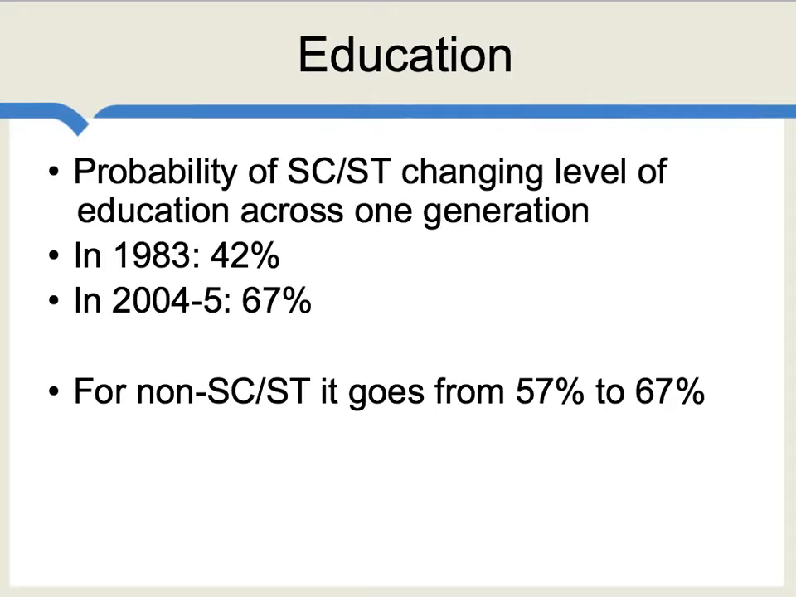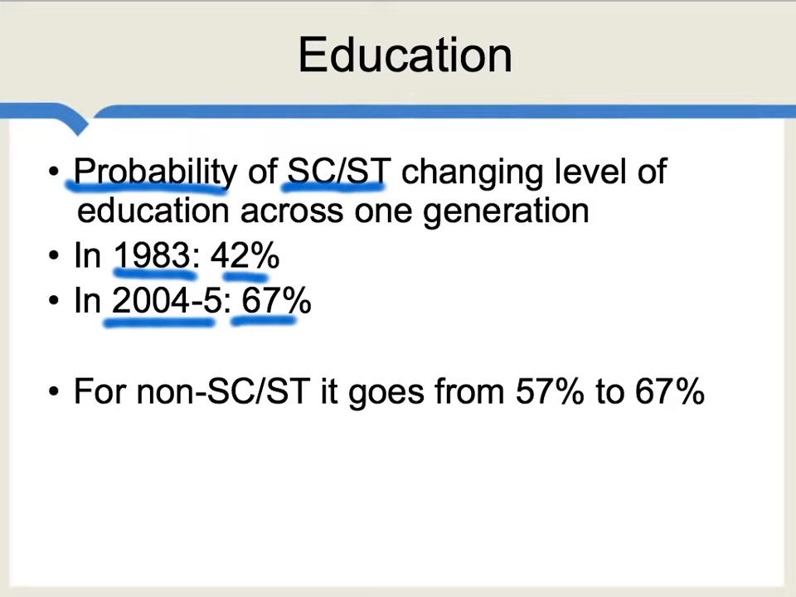For education, we can ask what is the probability of an individual from scheduled castes or tribes changing the level of education across one generation. If we go back to 1983, that probability was 42%. In 2004-2005, that probability has gone up to 67%.